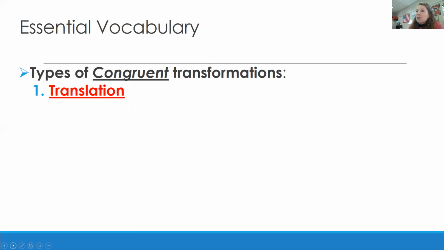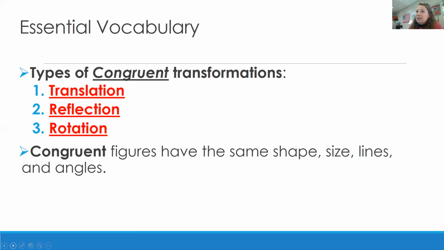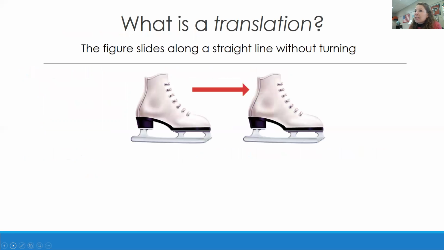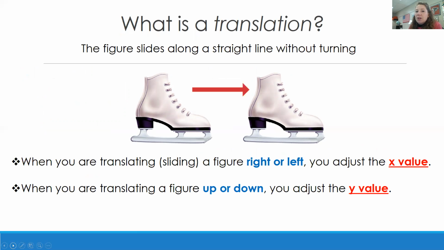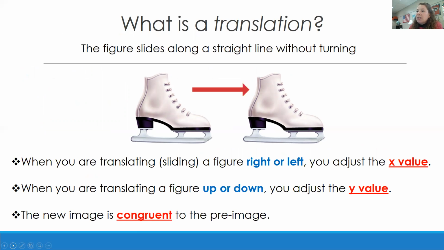So the types of congruent transformations: if we're going to change the location or position of a shape, we're going to create a congruent figure. So that would be when we make the transformations, which is a translation, reflection, and rotation. And congruent figures have the same shape, same size, same lines, same angles, same everything. Just they've been moved. So just like you're skating, if you're sliding across the ice, you are translating. When you are translating a figure, you go right or left. That means you're going to adjust the X value. And when you go up or down on a coordinate plane, that means you are adjusting the Y value. The new image is congruent to the pre-image.